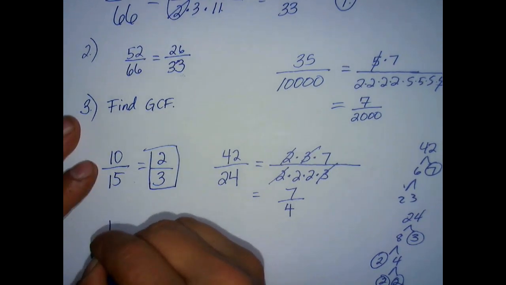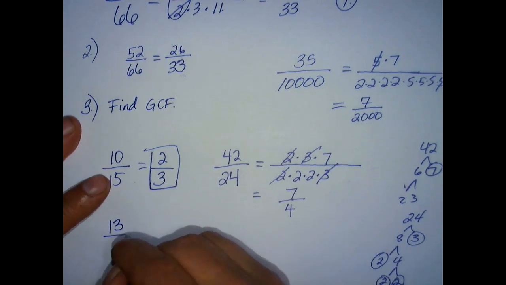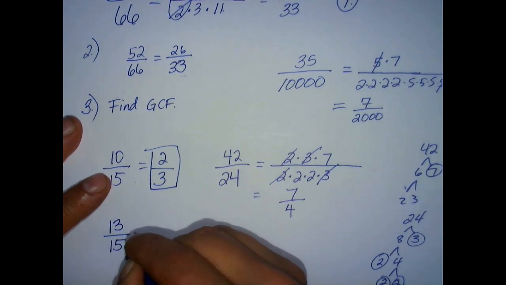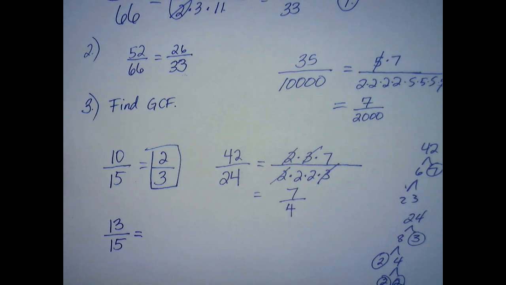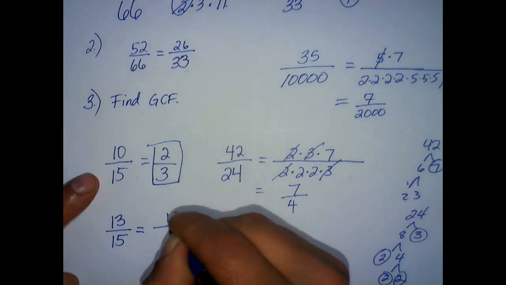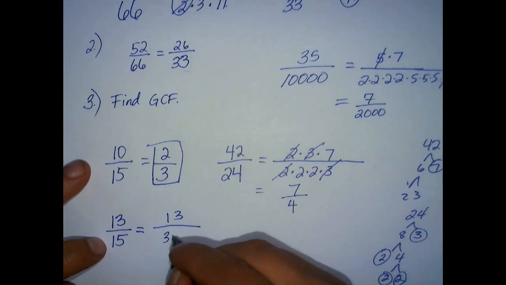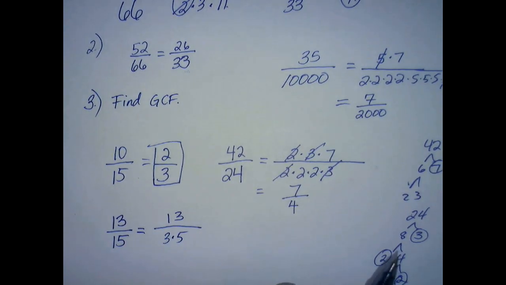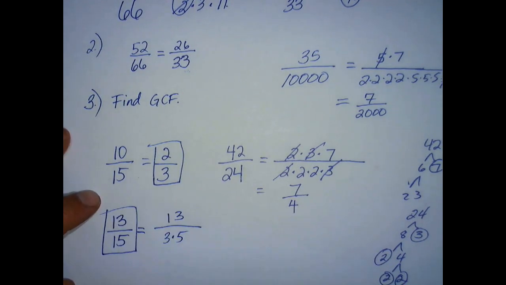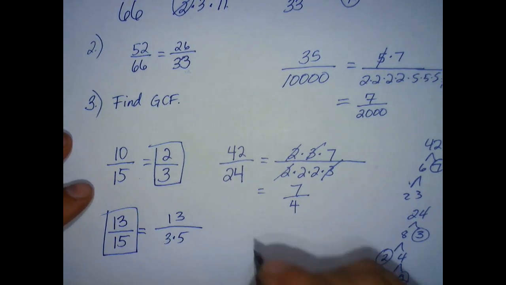13 over 15. Let's use the prime factorization method on this one, because this one's not too bad. Well, 13's already prime, and 15 is 3 times 5. Well, what happens if you can't cross anything out? Then it's already done. It's already reduced. Very good. You're so smart.